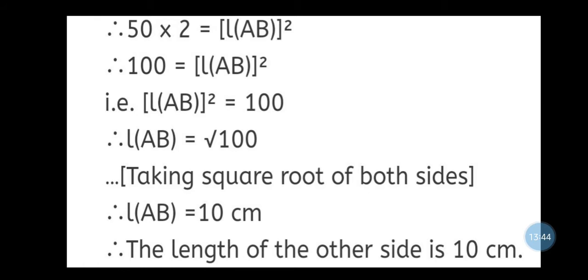The square root of 100 is 10. So length AB is equal to 10 centimeter. Therefore the length of the other side is 10 centimeter. That is, we got the length of AB.